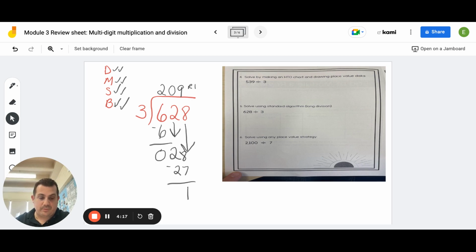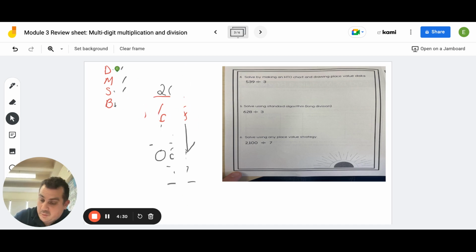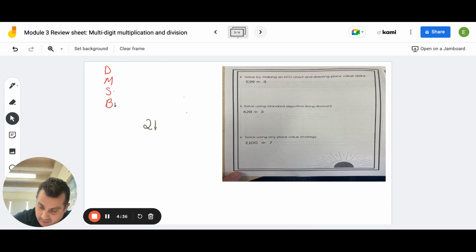Okay. All right, I'm going to erase, and we're going to go to number 6. Number 6, 2100 divided by 7, using any strategy that you can. So 2100 divided by 7, which you see here.